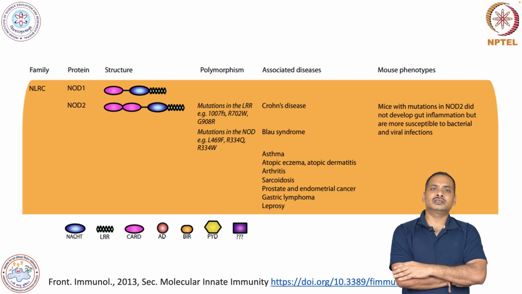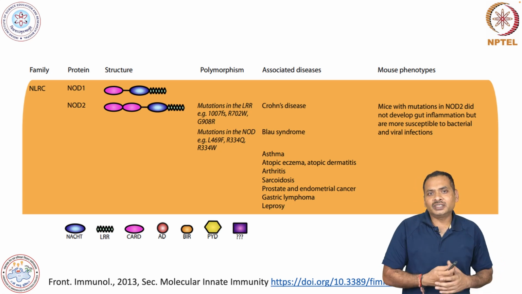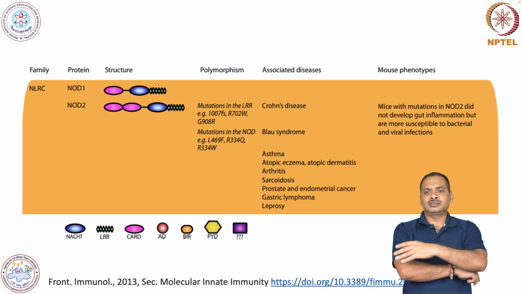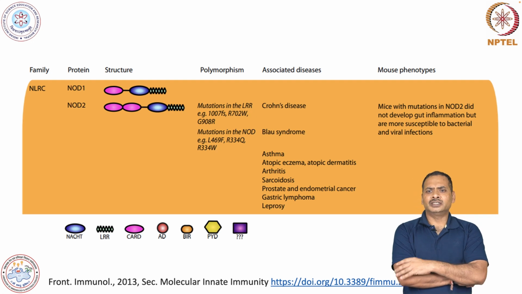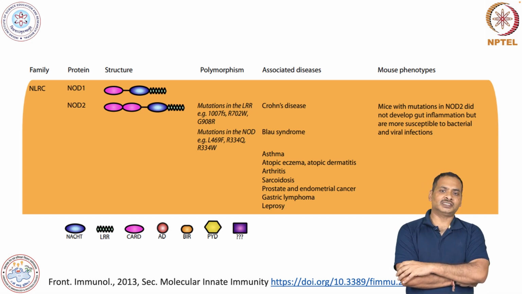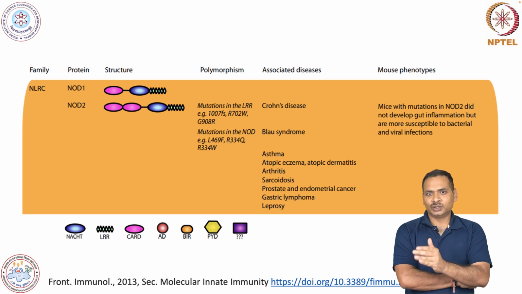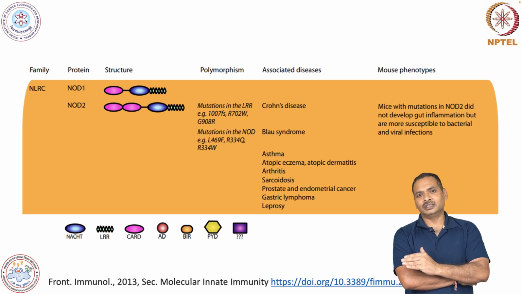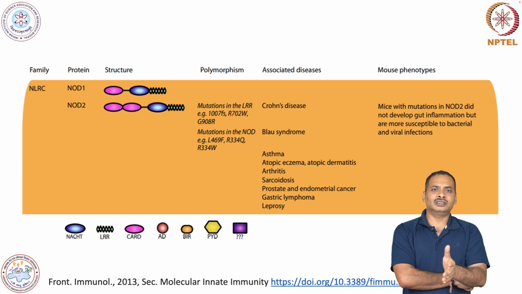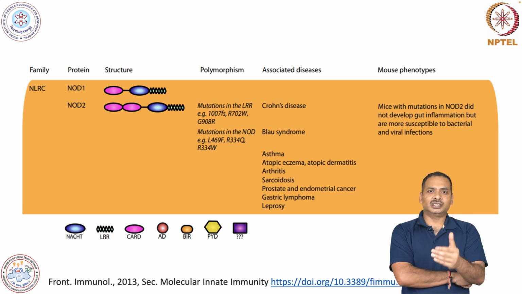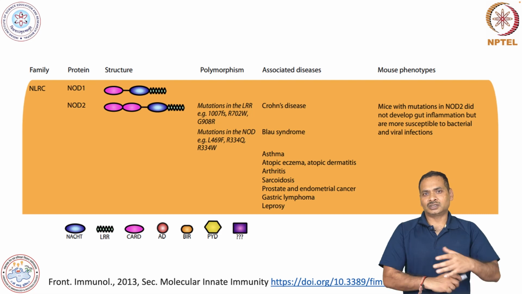In mice with a mutation in the NOD2 molecule, if you mutate this NOD2 gene, these knockout mice did not develop gut inflammation, but were more susceptible to bacterial and viral infection. So please note that this is a little contrasting compared to humans. In humans we say that they develop inflammation in the gut, and that results in Crohn's disease. So this is quite contrasting.